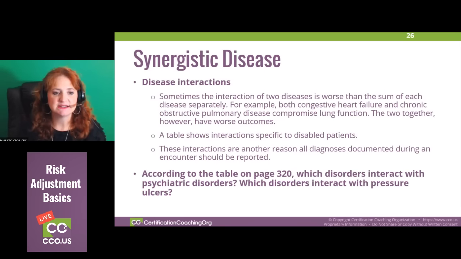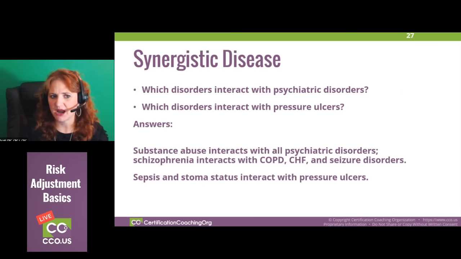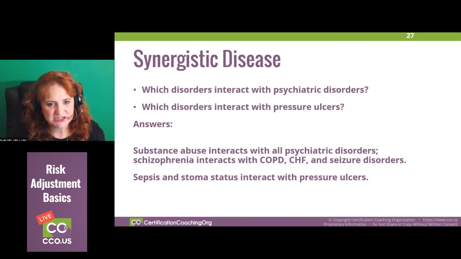Let's see, according to, and again, don't pay attention necessarily to page 320, but that being said, look at page 320 and look at the disorders that you'll see there. And it asks you, what about psychiatric disorders? How do they interact with other conditions? Because you think, okay, well, that's the brain. Well, you can ask yourself that, as well as pressure ulcers. And the fact is if you have substance abuse, that is definitely going to affect a patient with COPD, CHF, or seizure disorders if they have epilepsy and so on.